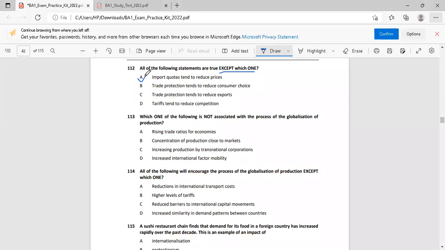Which one of the following is not associated with the process of the globalization of production? Rising trade ratios for economies, concentration of production close to markets, increasing production by transnational corporations, increased international factor mobility.